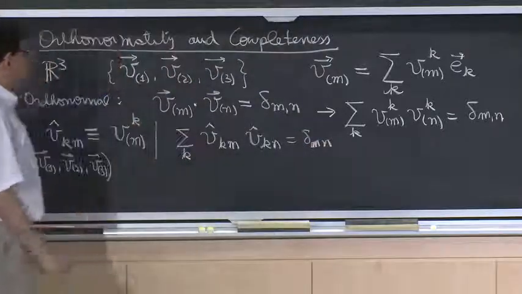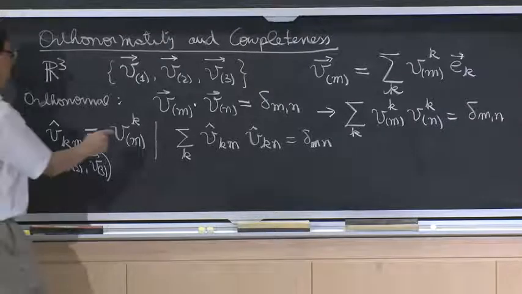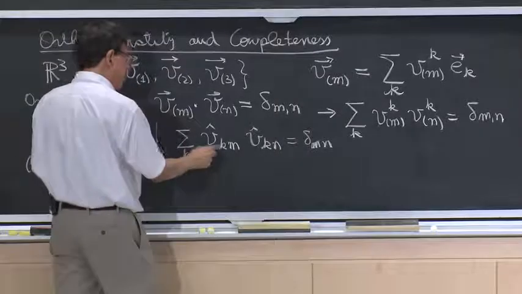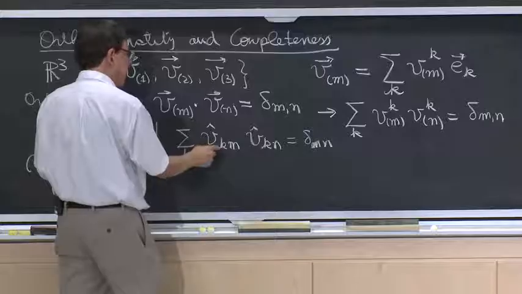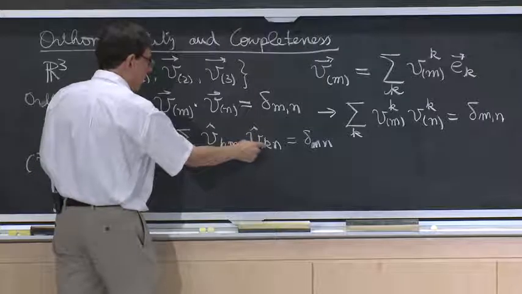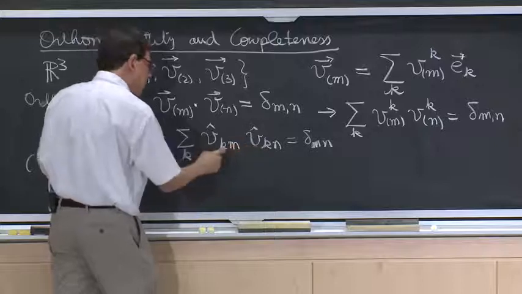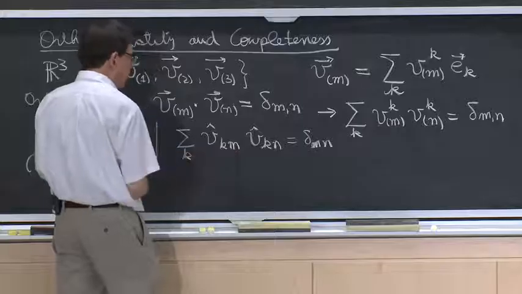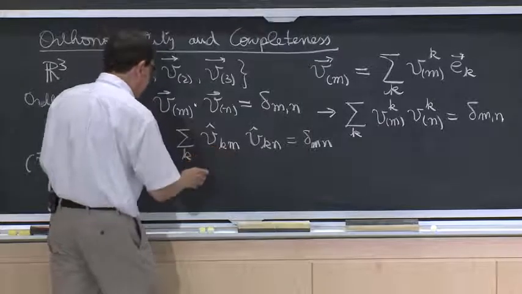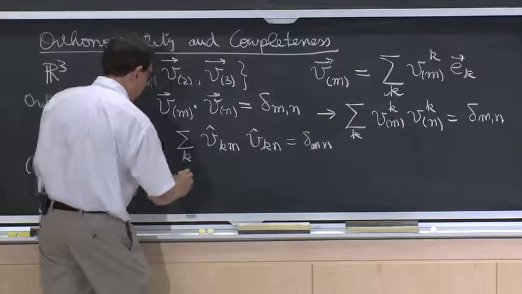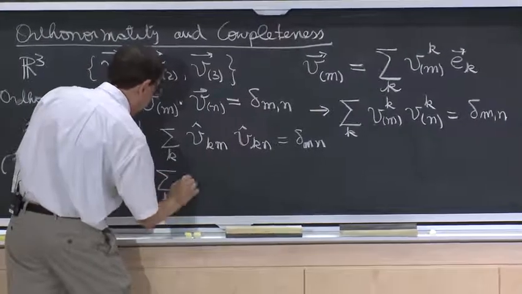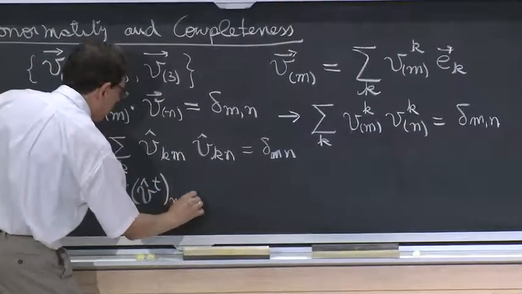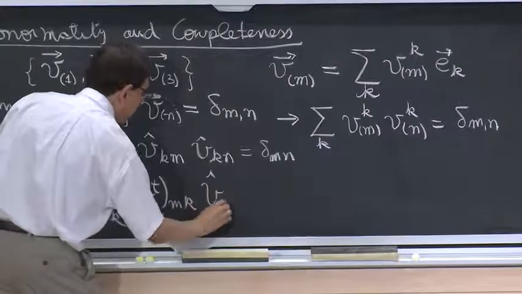But now look at this thing. This is almost matrix multiplication. In a matrix multiplication, the second index of the first factor should be coupled together with the first index of the second one. So K is being summed, but here it is in the first position rather than in the second. So I will write this, using the transpose symbol, as the sum over K of V hat transpose sub mk V hat Kn.